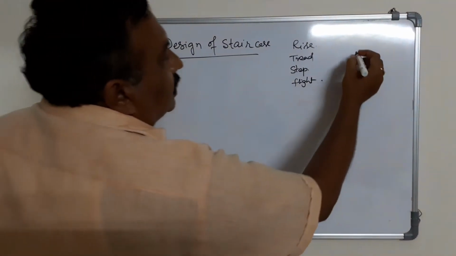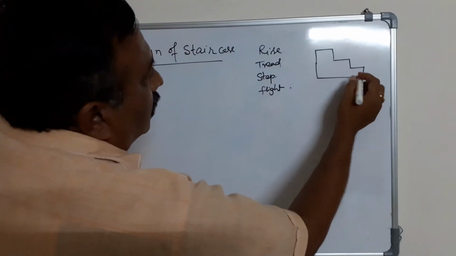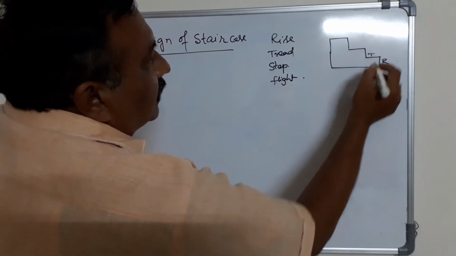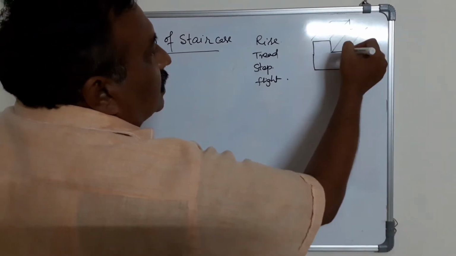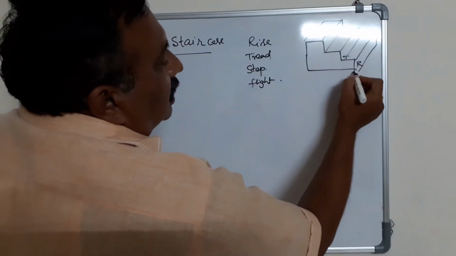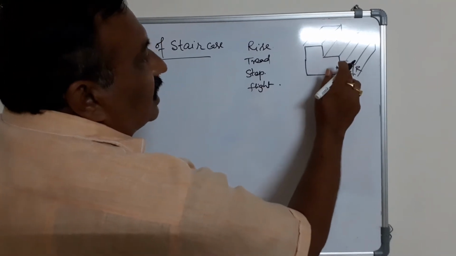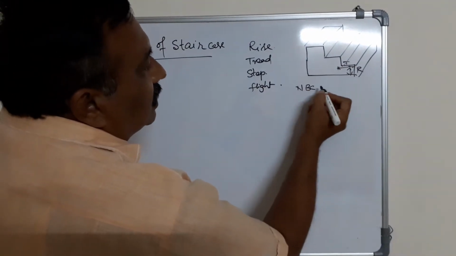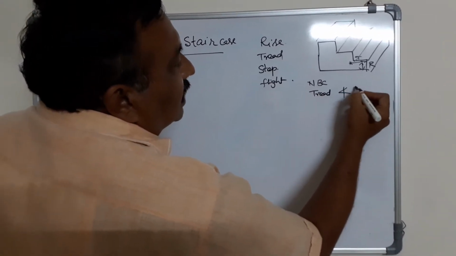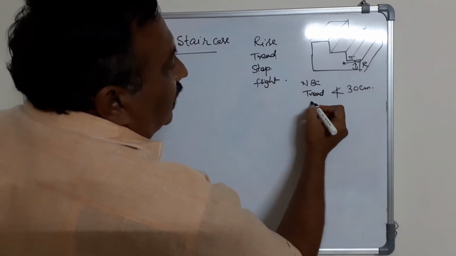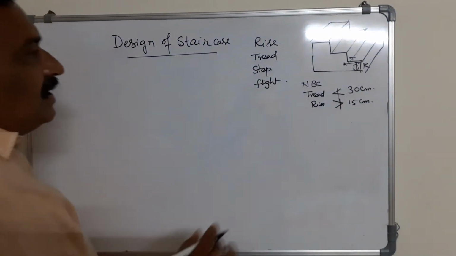Okay, actually, a step is a combination of rise and tread. That means the vertical portion of any step is known as the rise. This is the vertical portion which is called the rise, and this is the horizontal portion which is called the tread. As per NBC code, a tread should not be less than 30 centimeters and a rise should not be more than 15 centimeters.